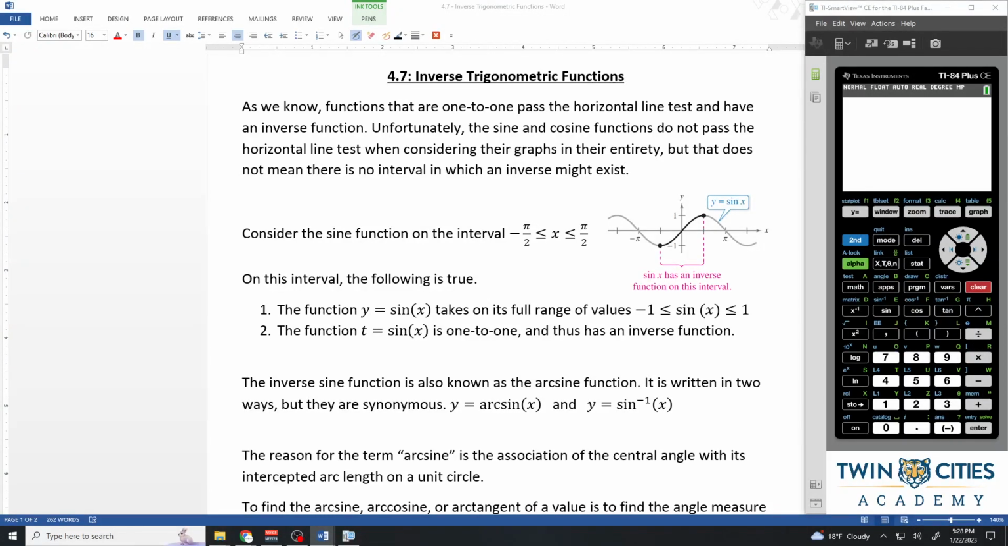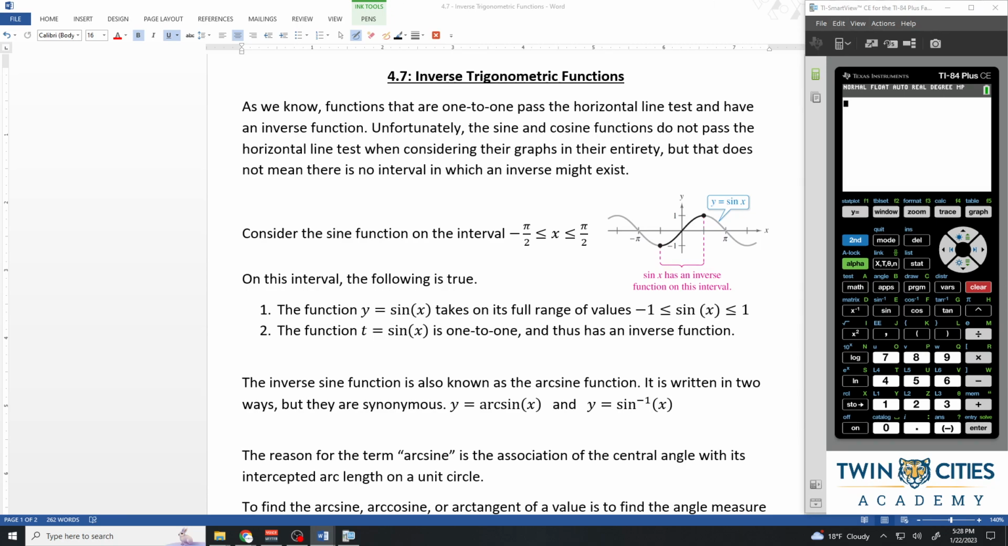Let's talk about inverse trigonometric functions. As we know, functions that are one-to-one pass the horizontal line test, and therefore they've got an inverse function. However, the sine and cosine functions do not pass the horizontal line test when considering their graphs in their entirety, but it doesn't mean that there's no interval in which an inverse might exist.